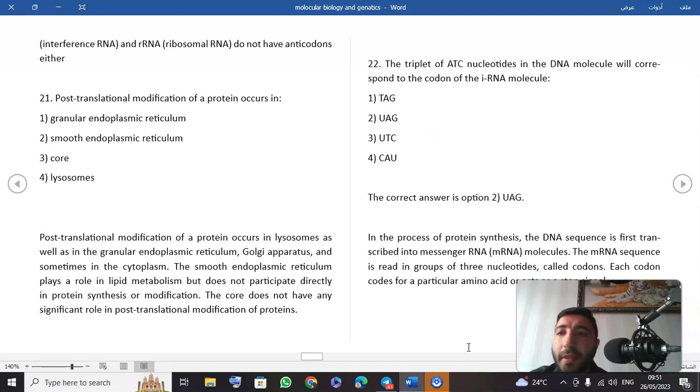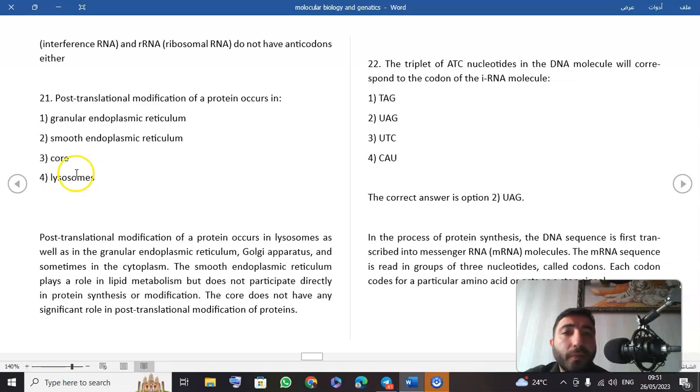Number 21, the post-translational modification of a protein occurs in, here you should also pay attention to the post-translational modification of a protein, it occurs in lysosomes, so number 4.